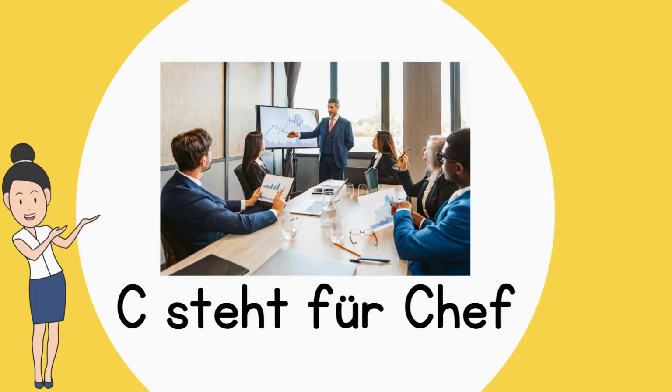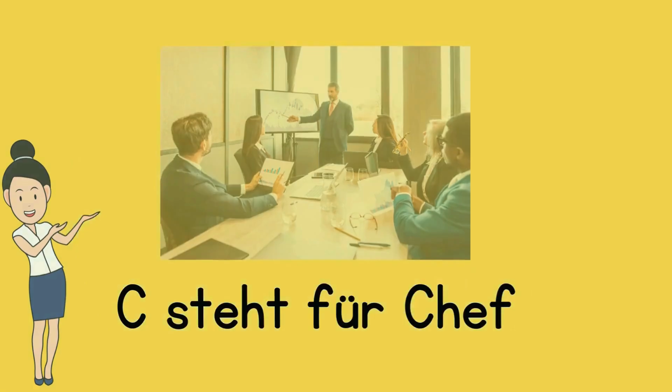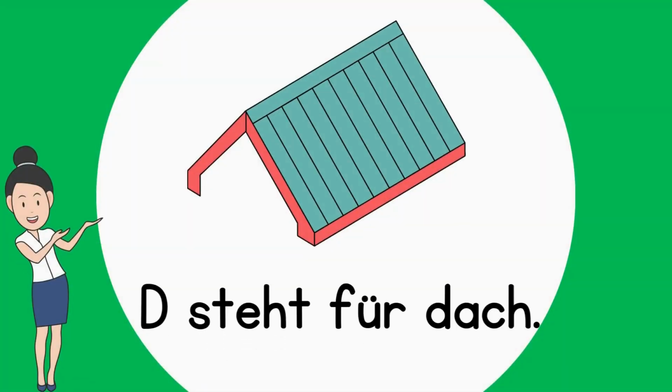Next is the letter C. C is pronounced as Se in German. Once again, Se. And Se stands for chef. Once again, chef. Chef basically means boss. It's not the chef who cooks in the kitchen, but it's the boss in your office. Next, we have the letter D. The letter D is pronounced as D in German. Once again, D. And D stands for Dach. Once again, Dach. Dach basically means roof.